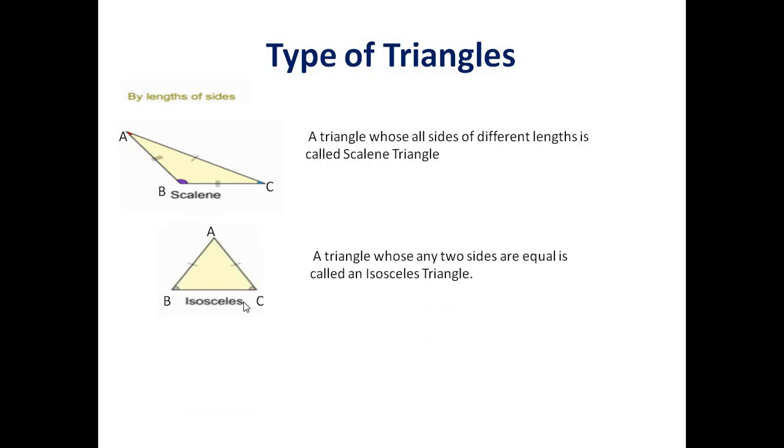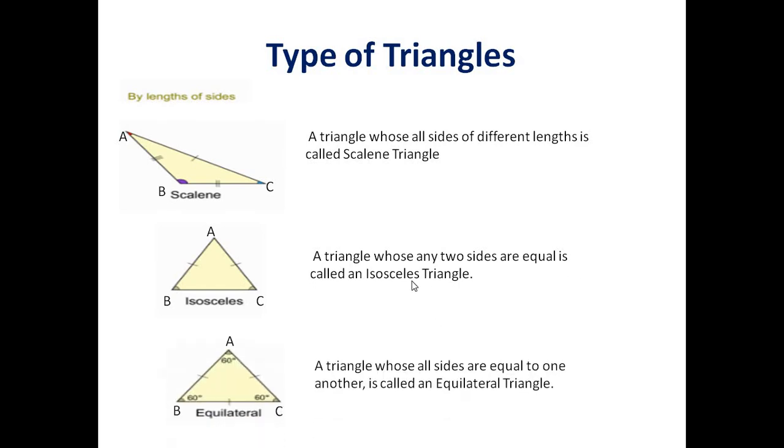And the isosceles triangle. What does it mean? If you look at this, these two sides, AB and AC, are equal. So if in a triangle two sides are equal, then we will call it an isosceles triangle. Similarly, the equilateral triangle: a triangle whose sides are all equal to one another is called an equilateral triangle. See, ABC. Here AB is equal to BC is equal to AC. So these three sides are equal. So this is based on the lengths of the sides.